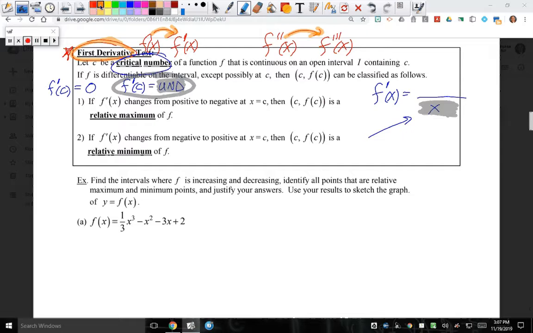So here we go. Where they are 0 will come from setting the top equal to 0. Okay? Common theme. All right, here we go.